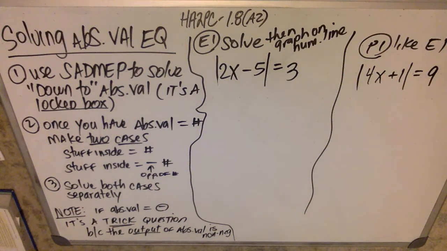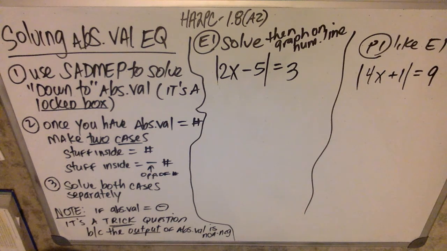Alright, this is Honors Algebra 2 Pre-Calc. We are still doing 1.8 in Algebra 2. So we're going to walk through the steps of solving an absolute value equation. The first thing to recognize is that fundamentally it's not any different on the onset than solving any other equation. You're going to use SADMAP, right?